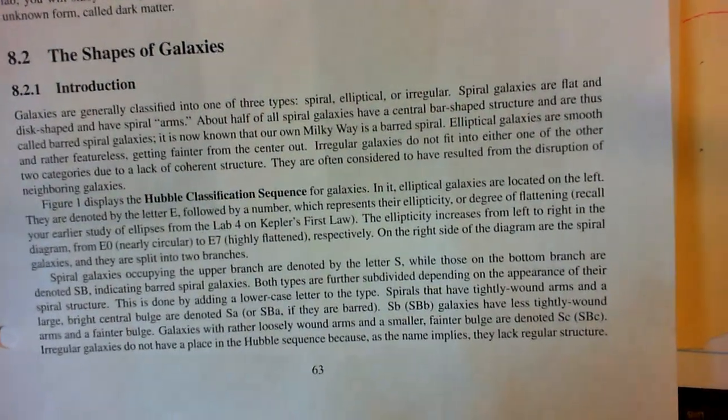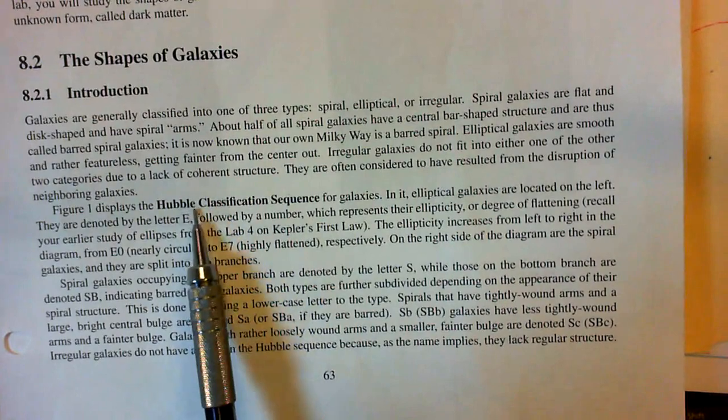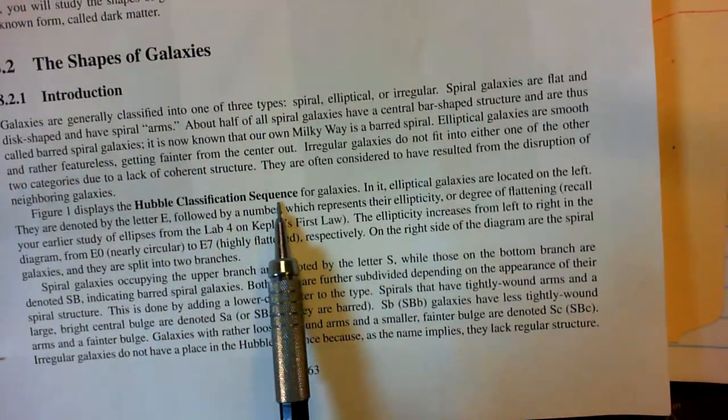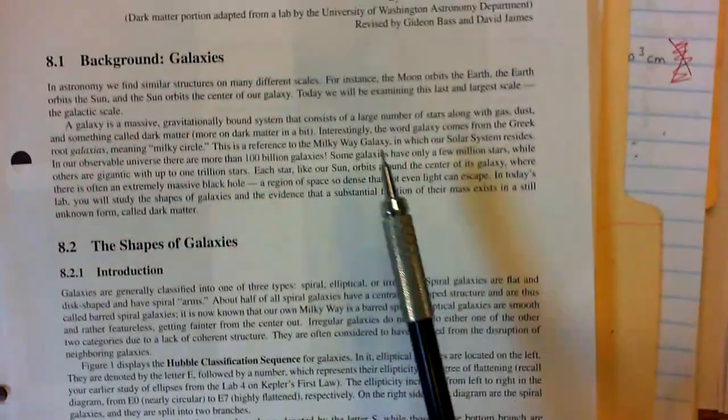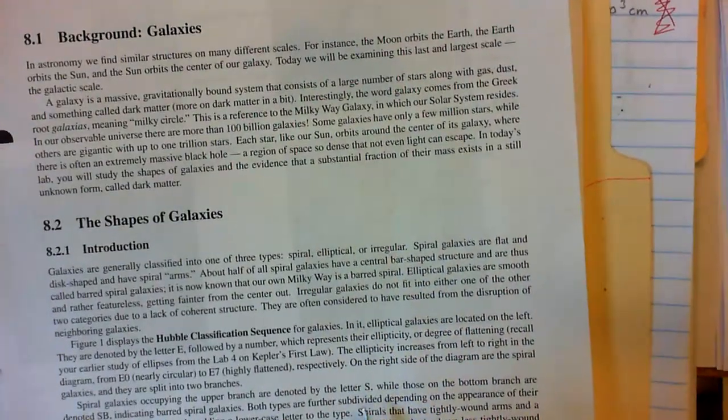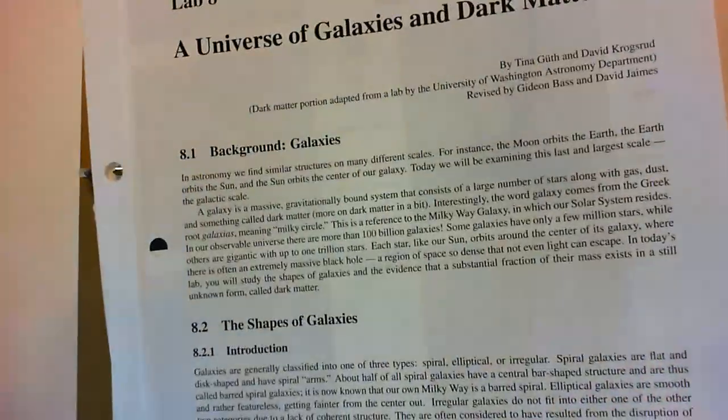Part 1 is about the Hubble classification sequence for galaxies. And you need to read the introductory paragraph and these paragraphs here and study this tuning fork diagram.